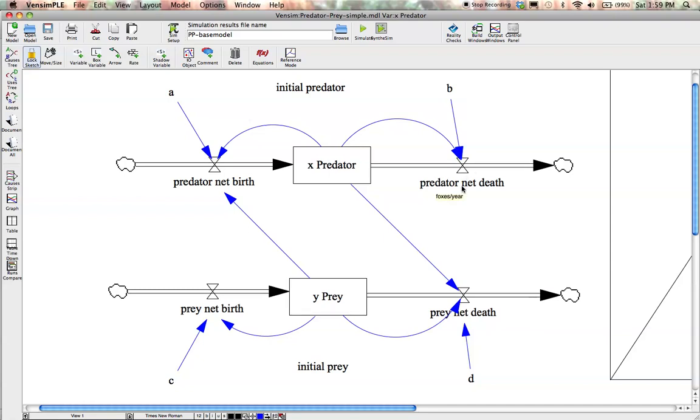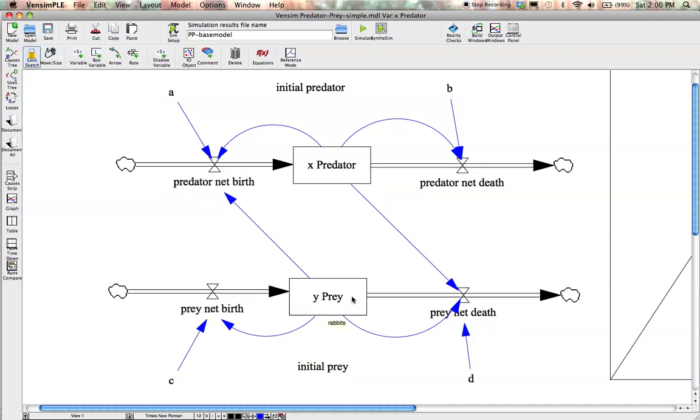Now the net birth of the predator is also dependent on the availability of prey. So you see an interaction between the population of the prey and the predator net birth, and we're going to take a look at how that looks mathematically in a second. And this is the same equation that we discussed previously in this lecture.